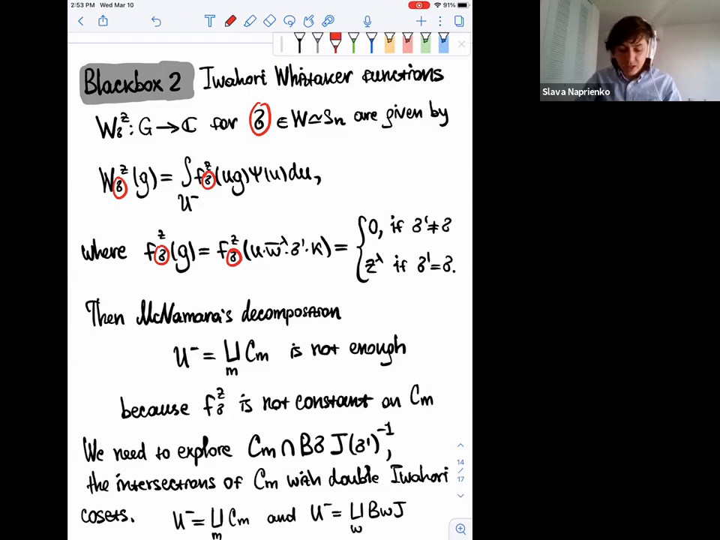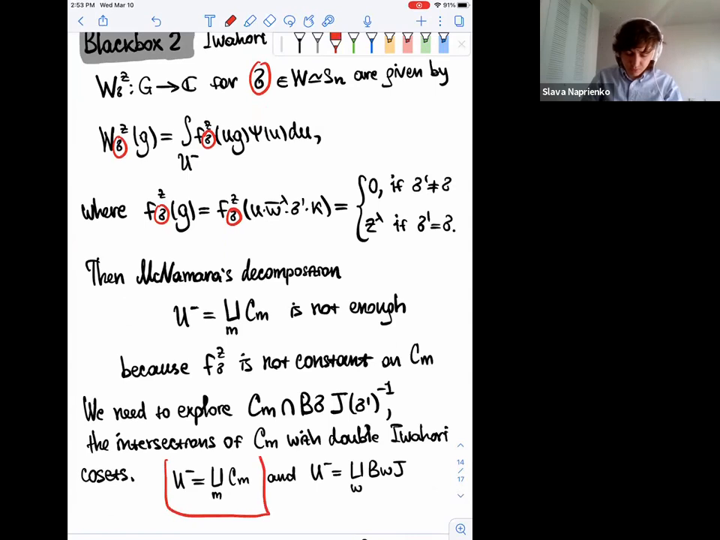Because before, our function was constant on each of the pieces. This time it's not true anymore, because this time we have two decompositions. Pay attention here. We have one decomposition into the McNamara cells and another decomposition into double Iwahori cosets, which I don't explain, but it is just a refinement of the decomposition. And since my function depends on the Iwahori decomposition, sorry that I get so sketchy in this place.